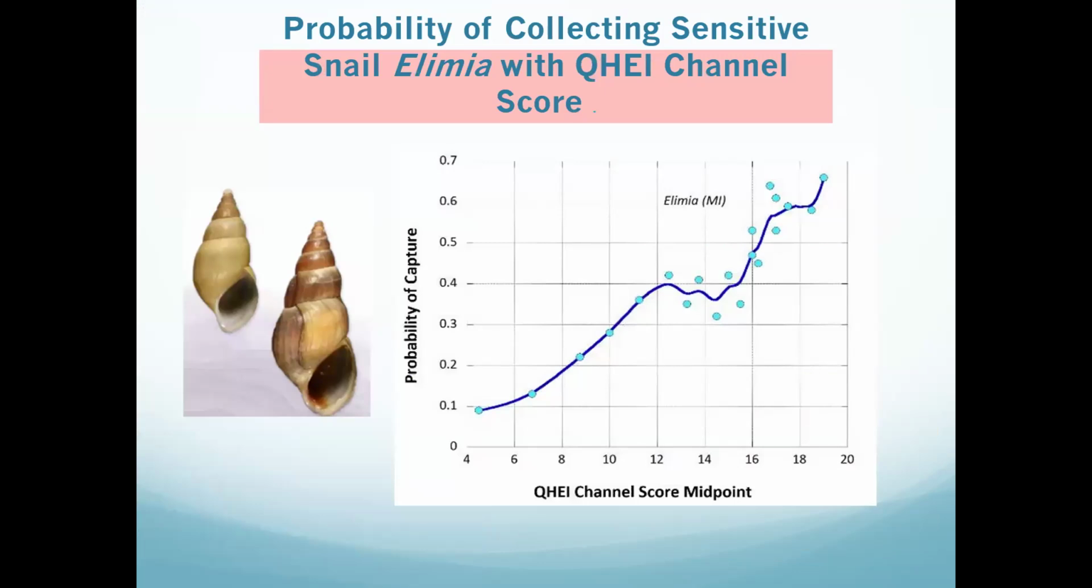All right, and this also shows the probability of collecting snails as our cQHEI score increases. We see greater likelihood of collecting the snail Alemia, which is one of the more sensitive snails.